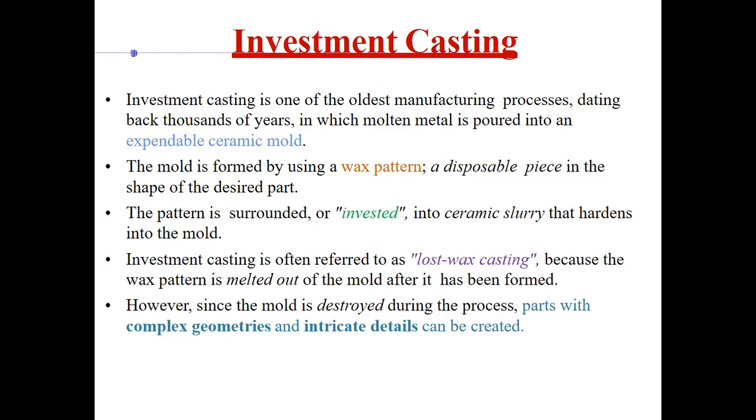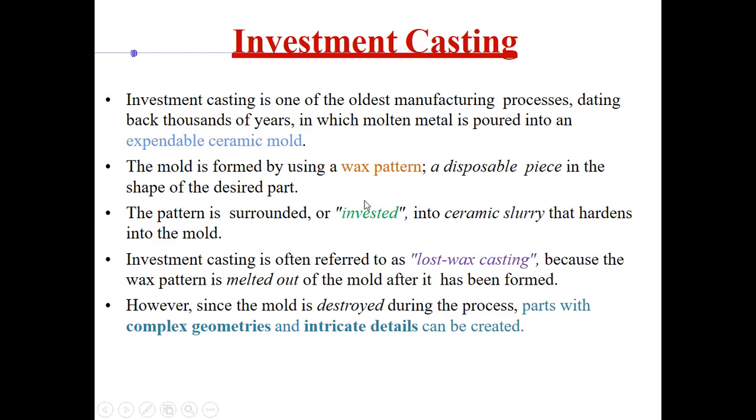The mold is formed by using a wax pattern, a disposable piece in the shape of the desired part. Whatever part it is that you're casting, the wax pattern will also be made of the same shape, right? So the pattern is surrounded or invested into ceramic slurry that hardens into the mold. This wax pattern will be dipped into a ceramic slurry, so that it is surrounded or invested, right? That's why it's called investment casting.